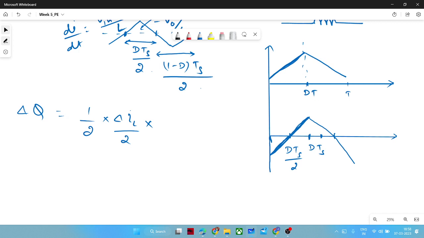So see, this period is 1 minus D into T, right? 1 minus D into T. So this falling side slope, where it is, actually these are not aligned, both waveforms. So let's assume, let me align it.